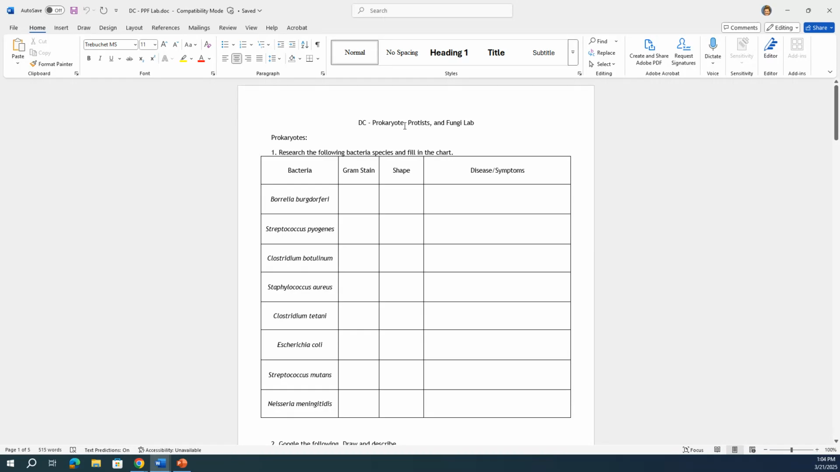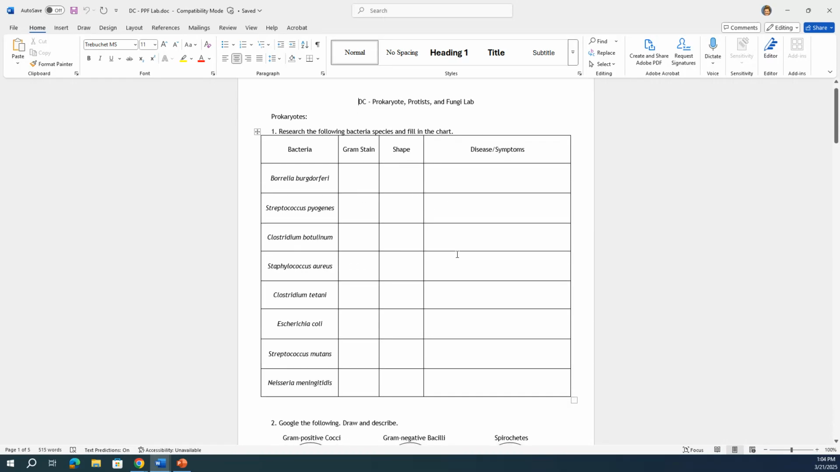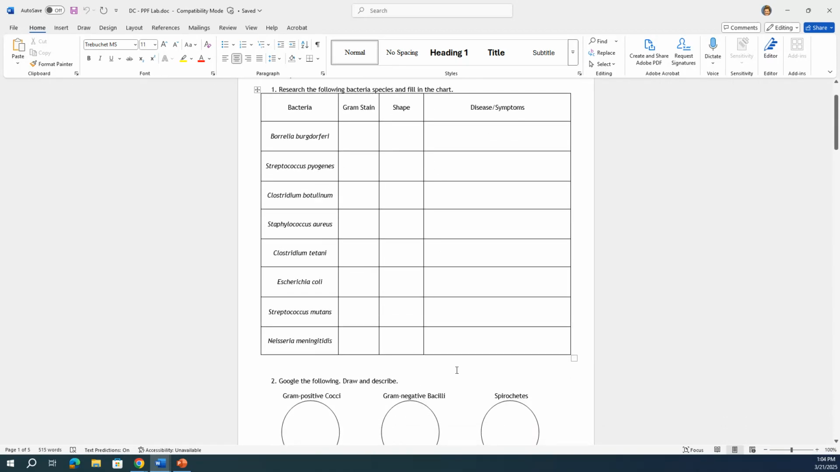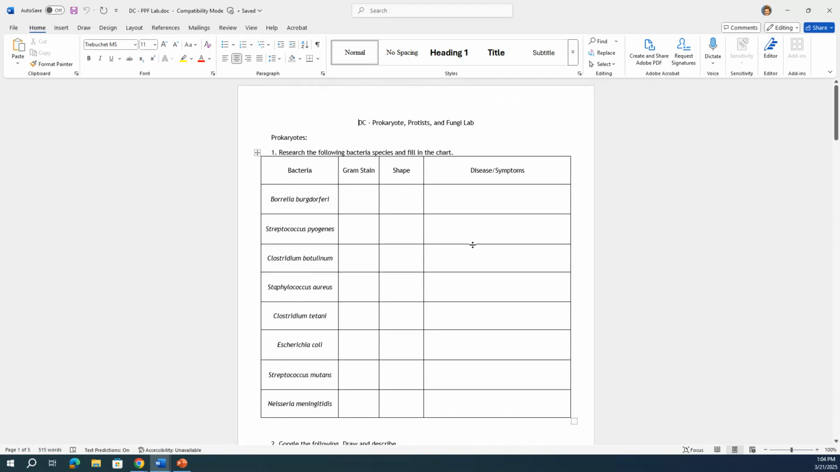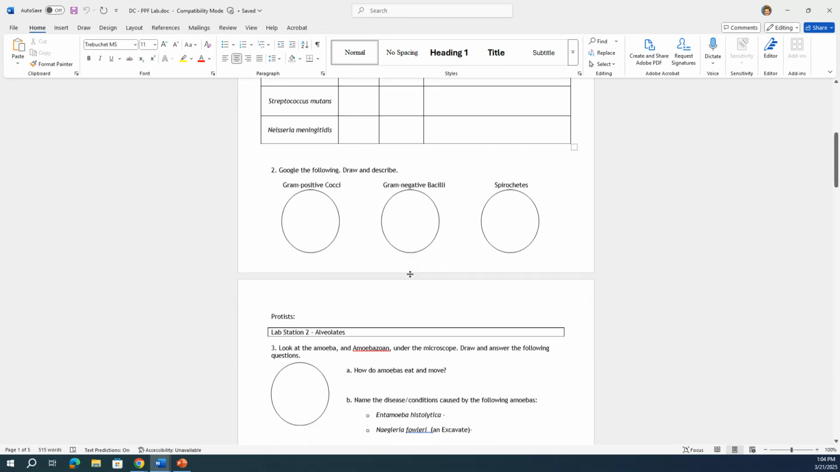We've got prokaryotes, and hopefully you've already started, if not completed, your research on your bacteria that cause disease. Okay, once again, for these, you were just researching and just trying to identify what diseases these particular bacteria cause. And then notice we're going to have a protist section and a fungus section. And so I want to scroll down.